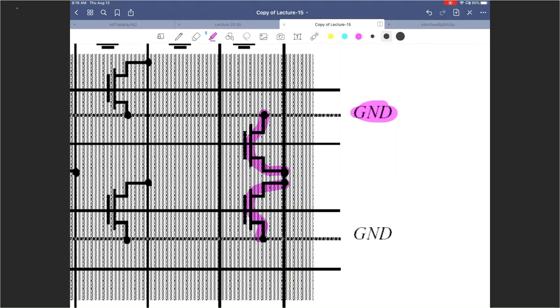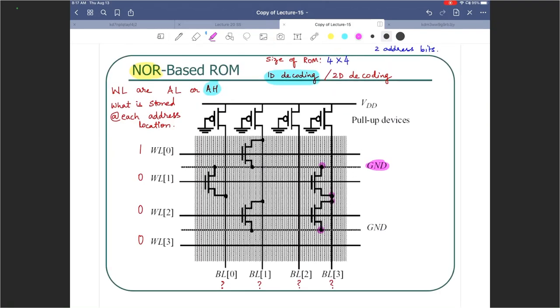And if you can see here, these are parallel to each other, right? The same potential here for these, and the same potential, ground, here for these. So the two endpoints, the drain and source terminals of the transistor, are connected to the same wires, so same potential. So that's why you can say that they are in parallel. The only difference is the gate terminal of all these transistors is coming from the word lines.